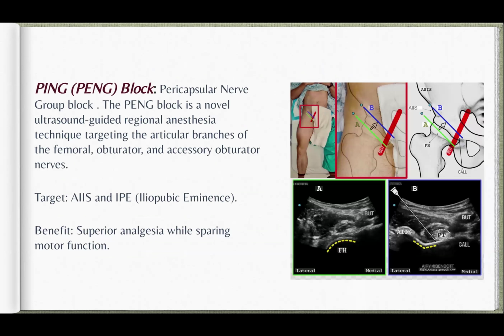Next is the PENG block, which is pericapsular nerve group block. The PENG block is a novel ultrasound guided regional anesthesia technique targeting the articular branches of the femoral, obturator, and accessory obturator nerves. The target is the anterior inferior iliac spine and the iliopubic eminence. Benefit is it is superior analgesic while sparing the motor function.